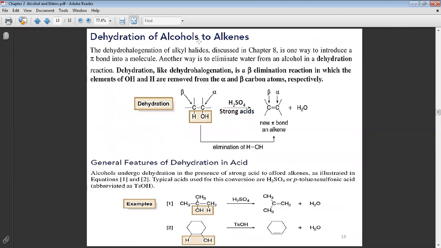Dehydration of alcohol to alkene. Dehydration means removing an H2O molecule from the starting material, by using a strong acid.